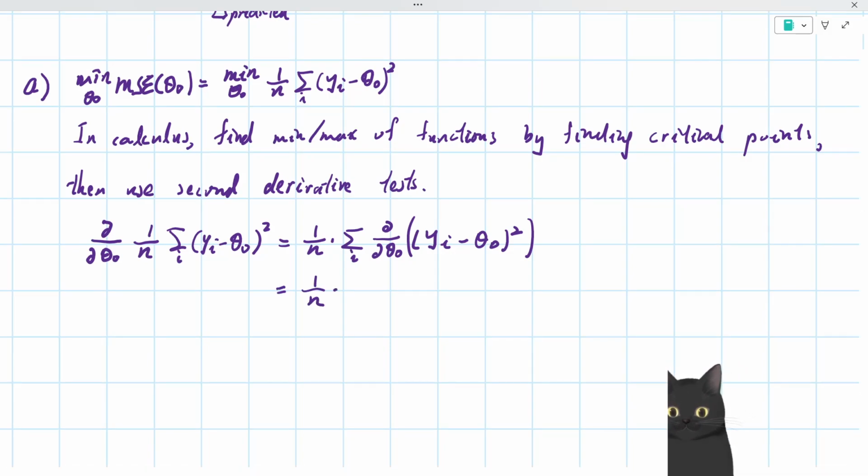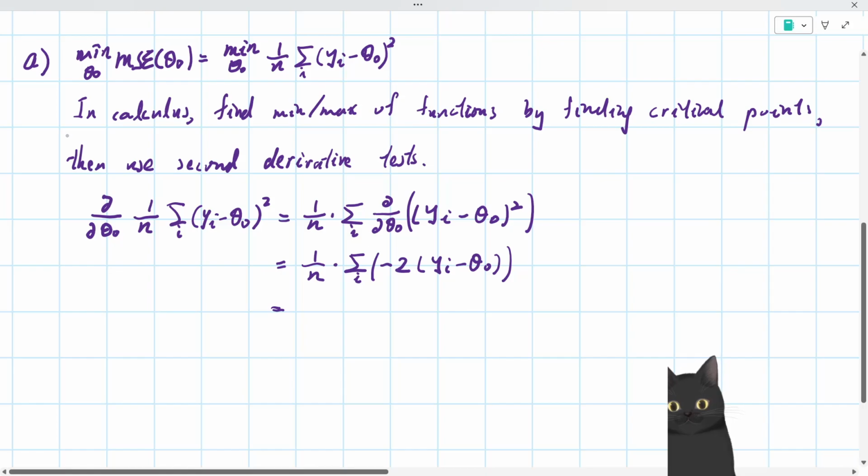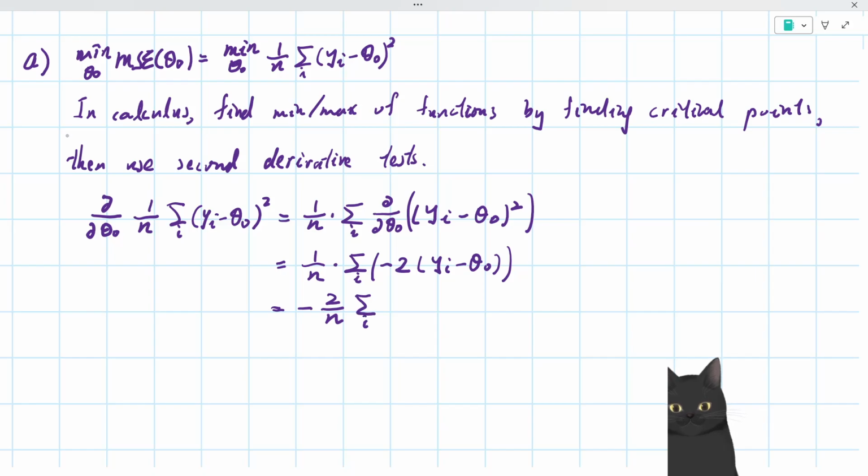So let's continue the derivation and only care about what's inside the summation. Inside the summation, we're expected to take the derivative of (yi minus theta naught) squared with respect to theta naught. What we can do here is either FOIL out the entire polynomial, or I simply use the chain rule. If I use the chain rule, then I'll get that the derivative is equal to -2 times (yi minus theta naught). The negative, once again, comes from the chain rule. This is also equivalent to the expression that I write here.